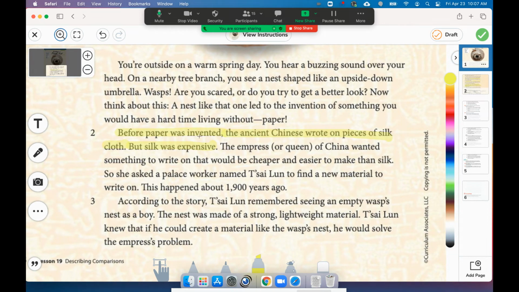Before paper was invented, the ancient Chinese wrote on pieces of silk cloth, but silk was expensive. The empress or queen wanted something to write on that would be cheaper and easier to make than silk. So she asked a palace worker named Ceylon to find a new material to write on. This happened about 1900 years ago.